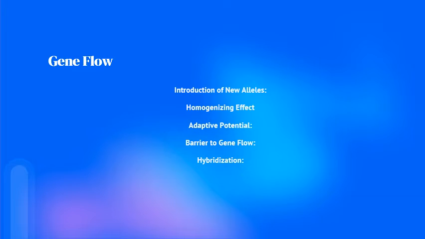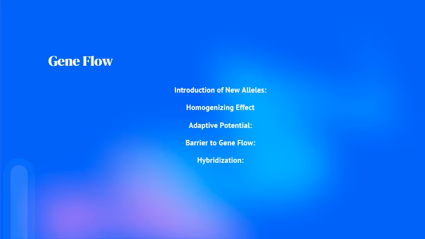Gene flow, also known as migration, is the movement of individuals and their genetic material, alleles, between populations. Let's go over some key points to understanding gene flow. First, we have an introduction of new alleles. Gene flow introduces new alleles into a population when individuals from one population migrate and reproduce in another population. This can increase genetic diversity within a population.